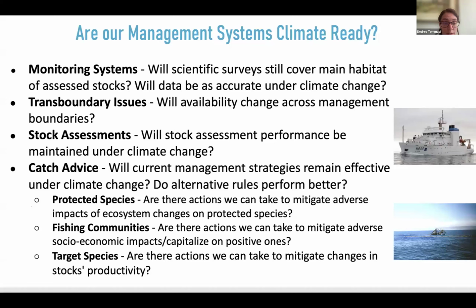And then questions related to stock assessment. Will stock assessment performance be maintained under climate change? And then that can all be wrapped up in catch advice. So will the current management strategy remain effective under climate change, or perhaps might an alternative rule perform better? And when we think about effectiveness, we are thinking about effectiveness relative to some specific management objectives. And often those are around the target species and the fishing communities that are dependent on that, but they might also involve protected species that depend on the target species of interest as food, or maybe in terms of bycatch issues. And so given those objectives, are there actions that we can take to mitigate adverse impacts, or perhaps to capitalize on any positive impacts?